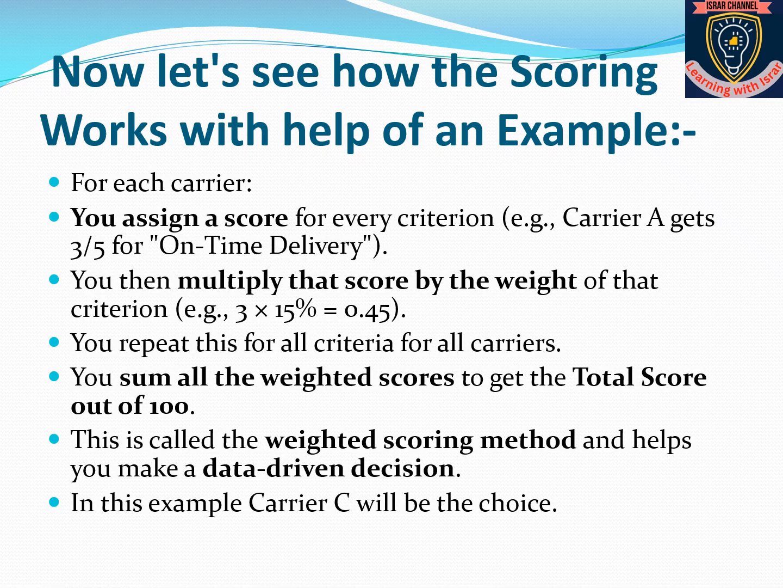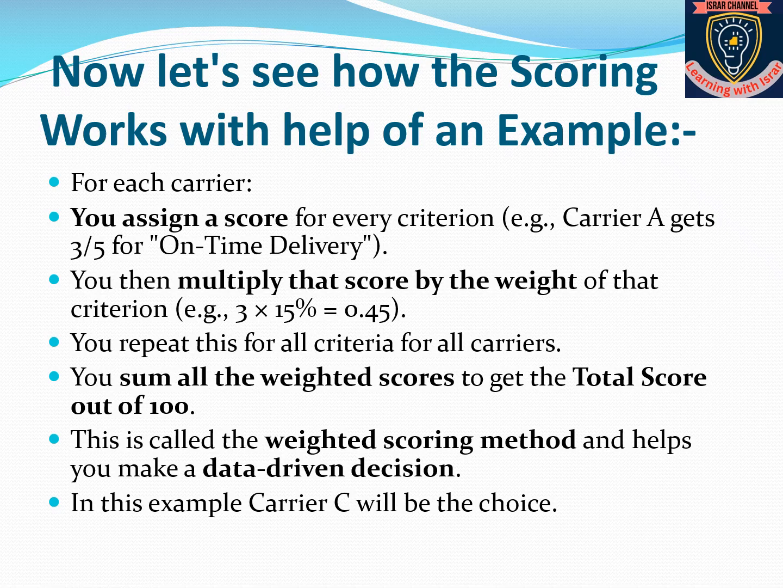Now let's see how the scoring works with the help of an example. For each carrier, you assign a score for every criterion. That is, like carrier A gets 3 out of 5 for on-time delivery. You then multiply the score by the weight of that criterion, that is 3 multiplied by 15%, and that is 0.45, the total weight for that criterion.